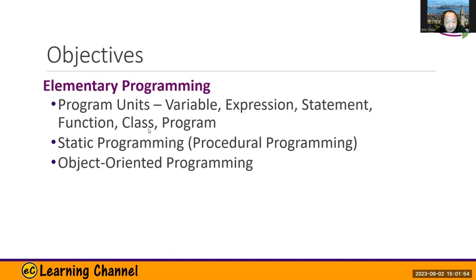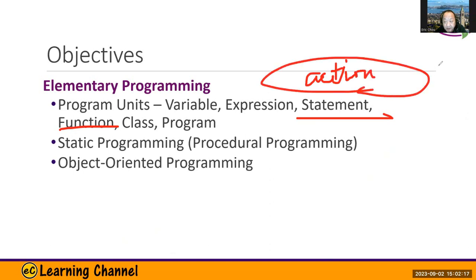Then we have the class. A class is the smallest program unit we have in the program. For a single program that can run, the smallest unit is a class. Then we have a function or method, which is actually like a paragraph. A statement is one action. When you do one single action, we call it a statement. It finishes with a semicolon.